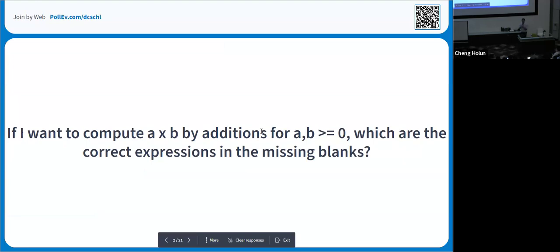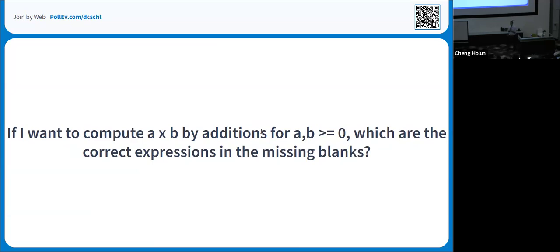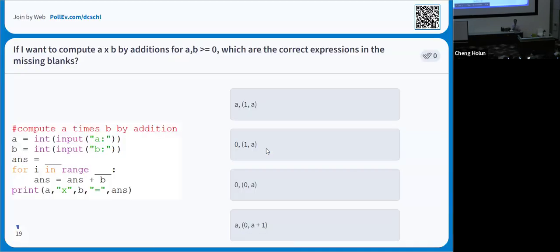If I want to do computation, then I'll multiply A times B by adding B A times. Is it okay? A times B means B plus B plus B plus B plus B, all together A times, right? I want to do that instead of using multiplication. How am I going to code this here? So I input A and B. What is the range?